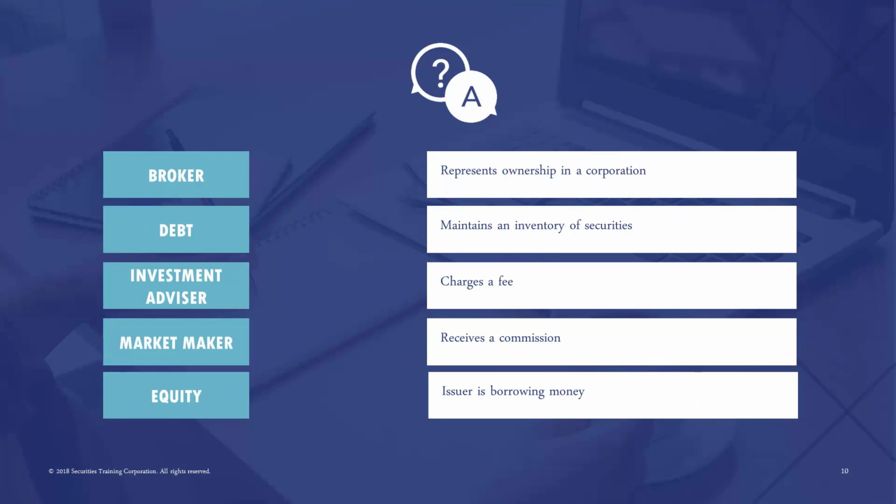Let's look at the first one. A broker. Now look at the choices on the right-hand side. A broker does what? A broker receives a commission and acts as an agent. Debt. Debt is when you issue securities and you're borrowing funds. Now, what about an investment advisor? That's going to be next.